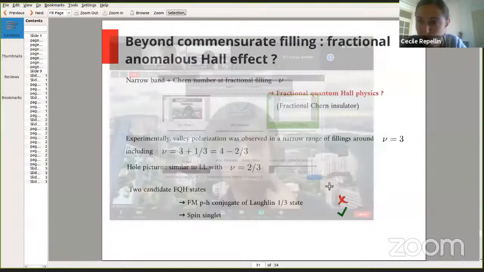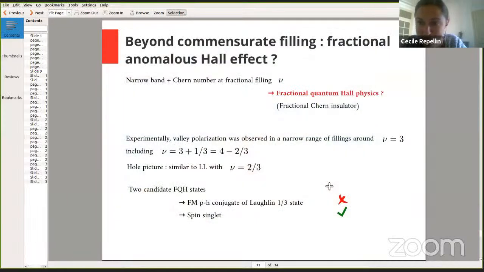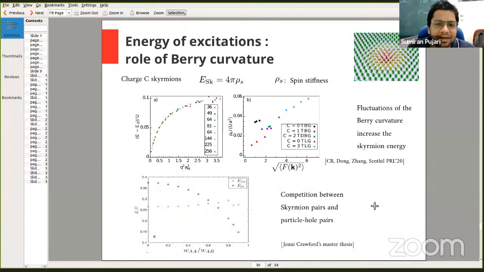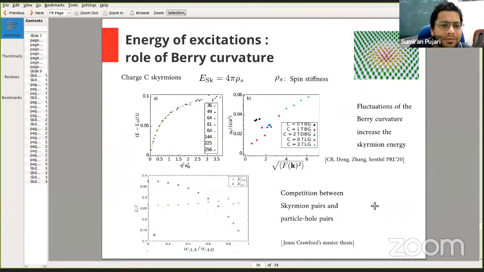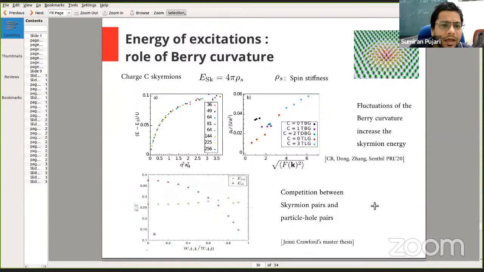So I don't know where I was cut off. Maybe I just misunderstood what you refer to when you say charge C skyrmions at the top. What does it refer to? It's that if you form a skyrmion in a band that has Chern number C, then it will have a charge C. So that means it's a fermionic configuration in the Berry curvature. Is that what you have in mind?